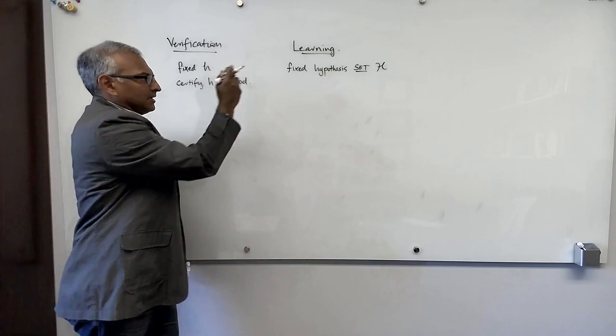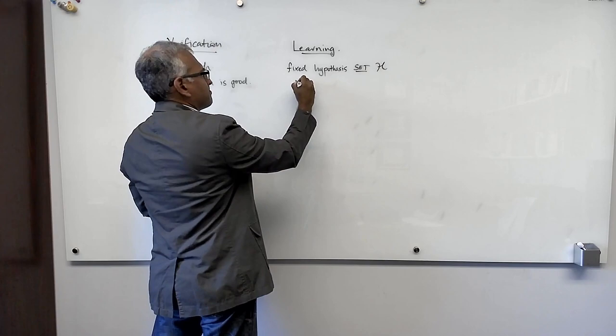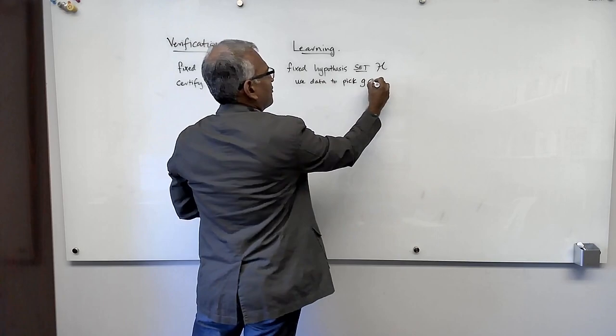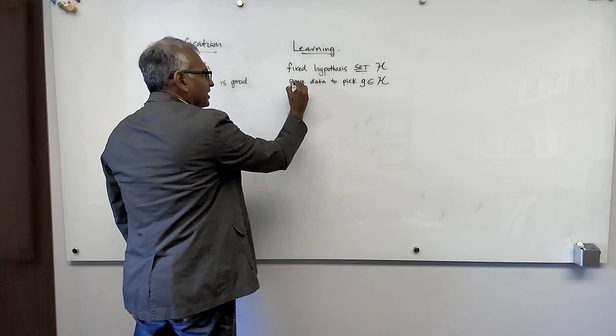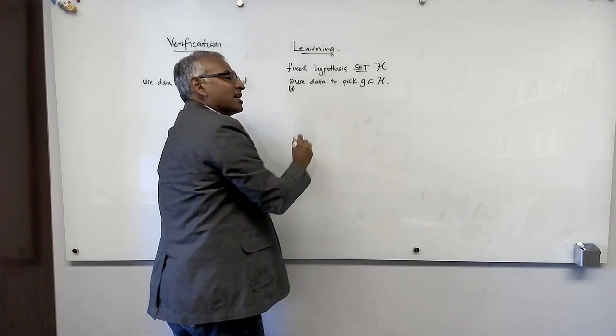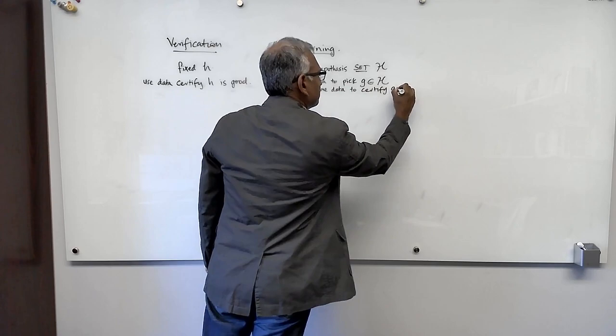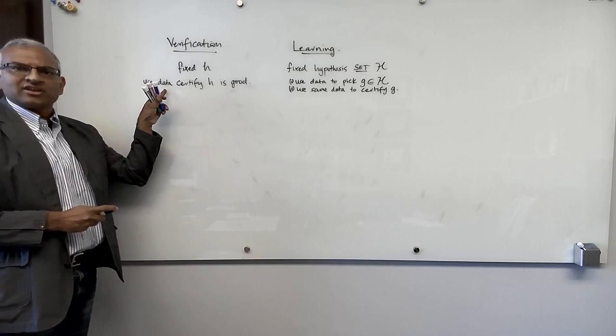In learning, the data has two uses. That is the complication. The first thing the data is used for is to pick G from H. And then the second thing you use the data for is to certify that G is good. Here we use the data to pick G, and then we have to use the same data to certify G. So the crucial difference is that H does not depend on the data. It's fixed ahead of time. Here, G depends on the data. And that's the complication.